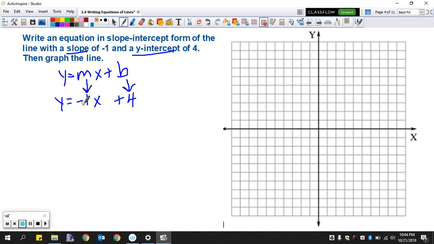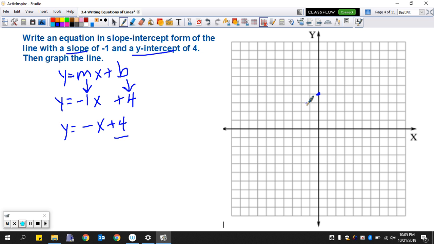Now, most of the time we don't bother putting the 1 in, so most of the time we would simply write this as y is equal to negative x plus 4. And when we go to graph this, once again, my y-intercept is a positive 4. So come up here to positive 4. 1, 2, 3, 4. Start there.